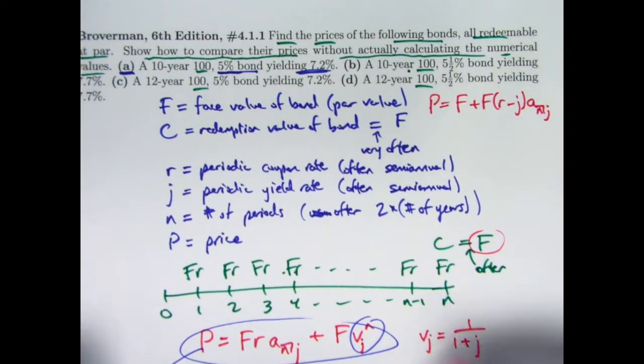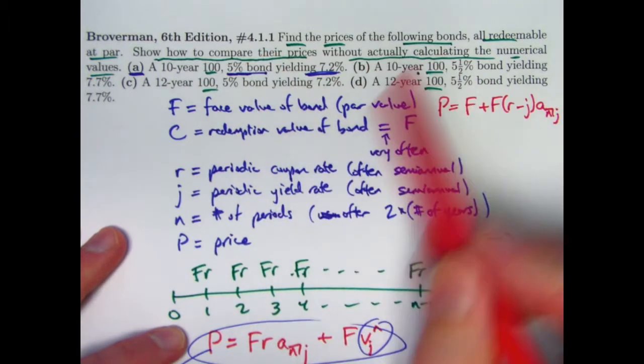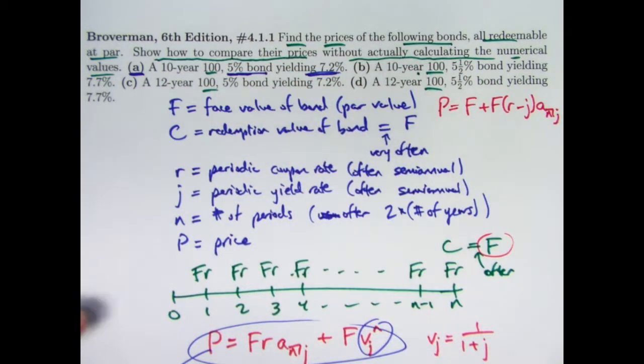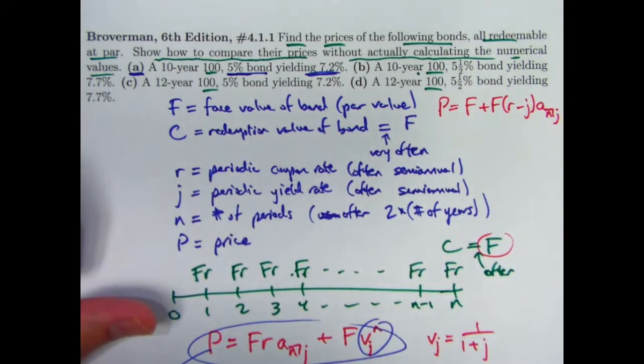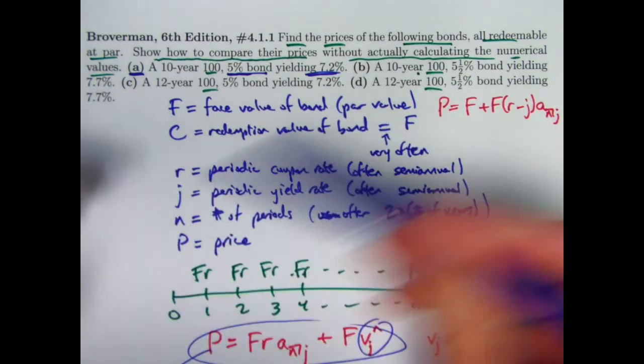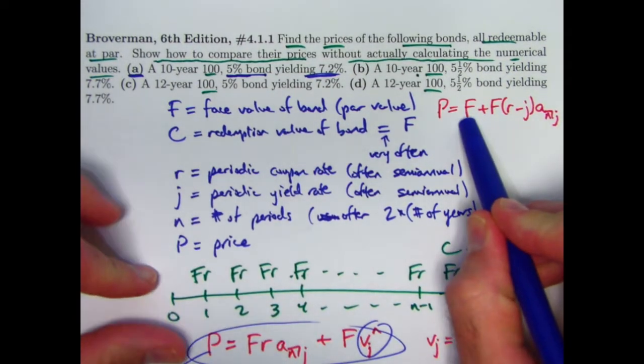All right, let's think about doing some comparisons. The comparisons I'll do will be comparing A and B, and then A and C, and you can do other comparisons if you like as well. We're just going to think about it here, basically. F is the same in all of these parts. F is 100. So that's constant.